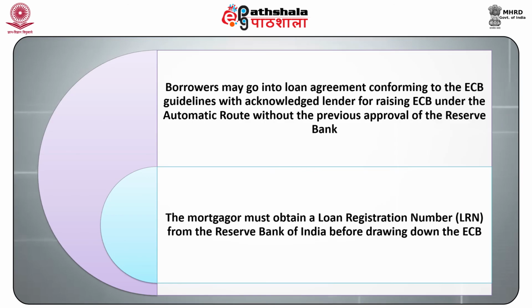Procedure. Borrowers may enter into the loan agreement conforming to the ECB guidelines with the recognized lender for raising ECB under the automatic route without the prior approval of the Reserve Bank. The borrower must obtain a loan registration number from the Reserve Bank of India before drawing down the ECB.